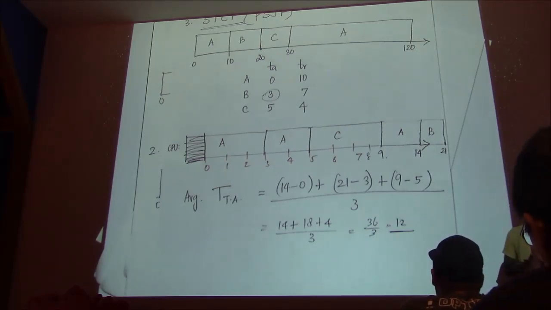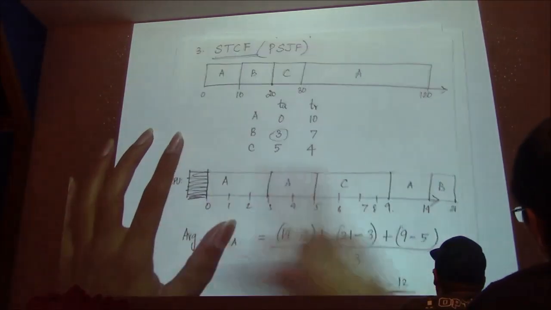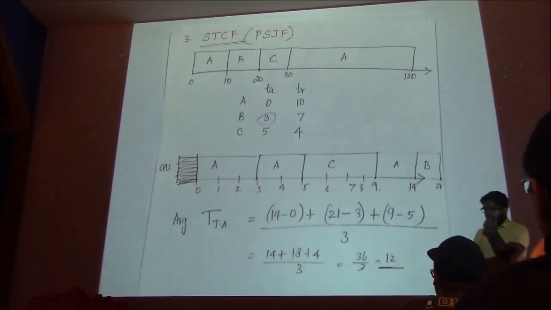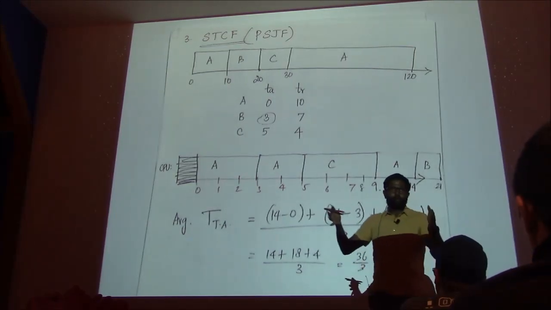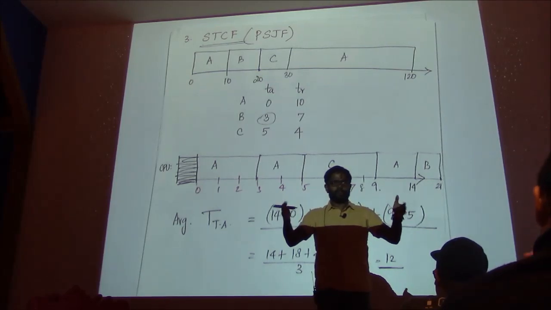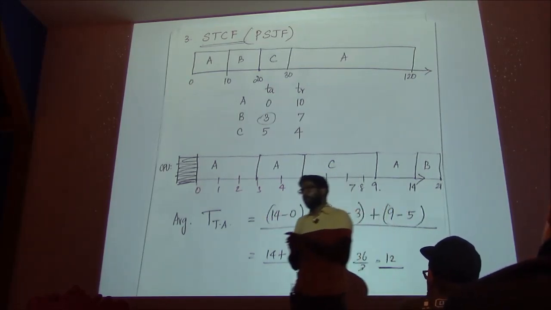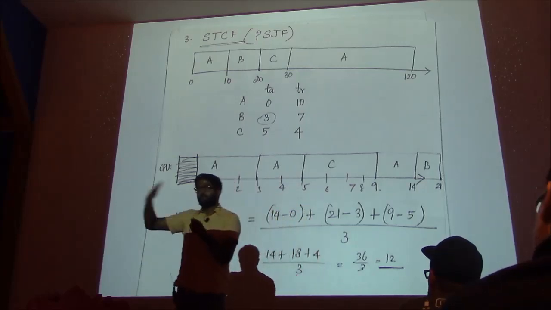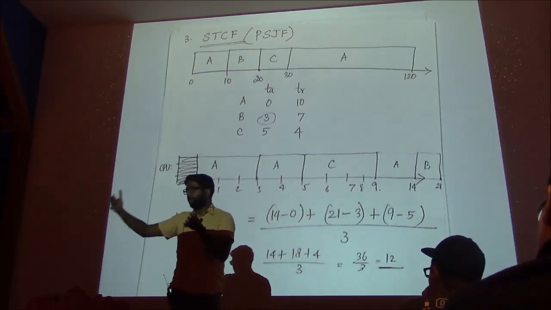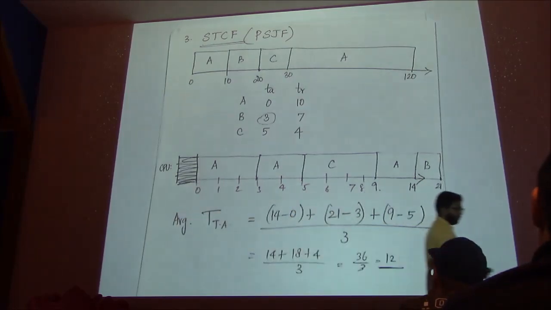But here there's one more problem. We are always considering all these three jobs, A, B, and C, to be a batch of jobs. To be a batch, in the sense that we are giving these three jobs to the machine at the same time, or at different times, and we are only worried about the average time it takes to complete all these three jobs. But in the real world, it is not so.